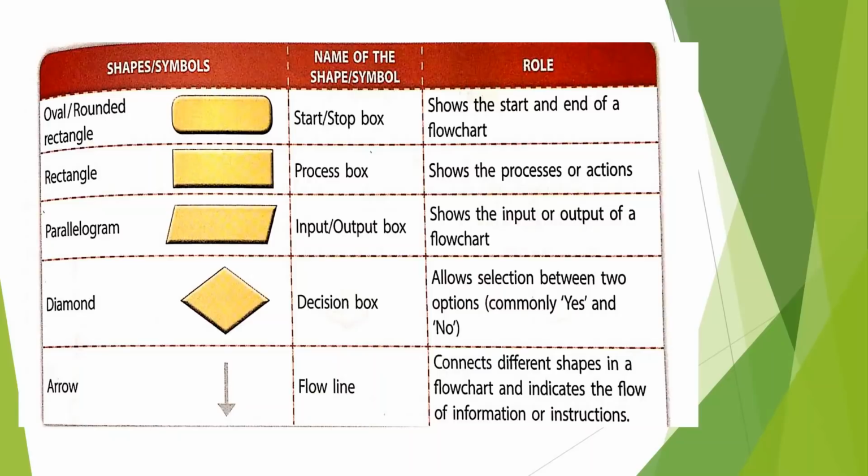A brief recap on different symbols you have learned till last class. This is the oval or rounded rectangle symbol. Start and stop are written in this symbol. The rectangle is the process symbol, where you write calculations and formulas. The parallelogram is used to give input and read, to display output and print.